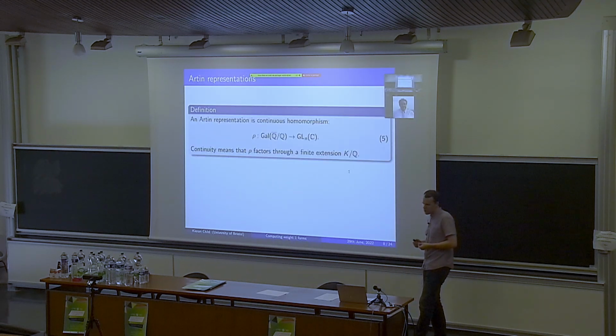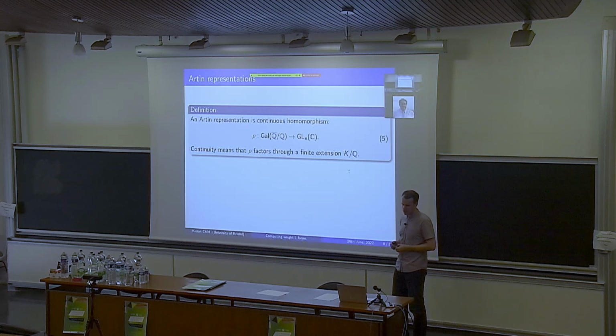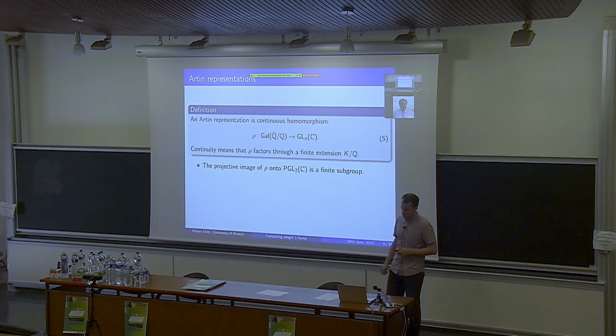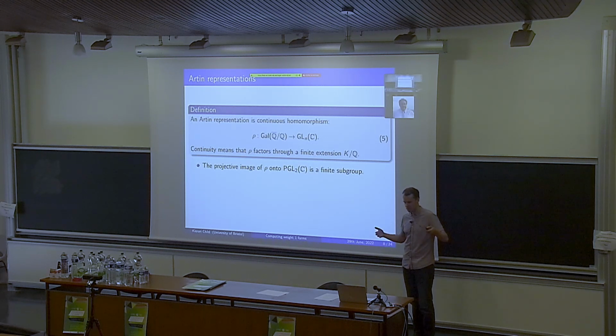The other side of that bijection had these Artin representations. So this is a continuous Galois representation of the absolute Galois group of Q. And continuity here just means that rho is going to factor through some finite extension K over Q. And in our bijection, it was two-dimensional, so this GL_n(C) is really GL_2(C) for everything we're going to be doing. The projective image must be a finite subgroup of PGL_2(C), so there's only certain things it can be.